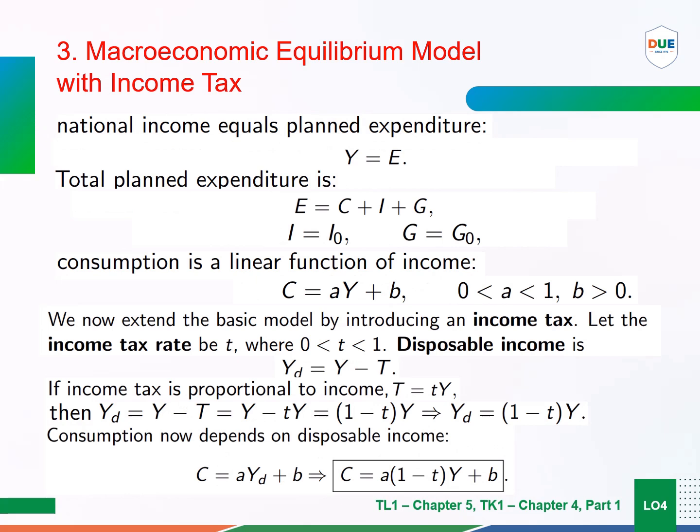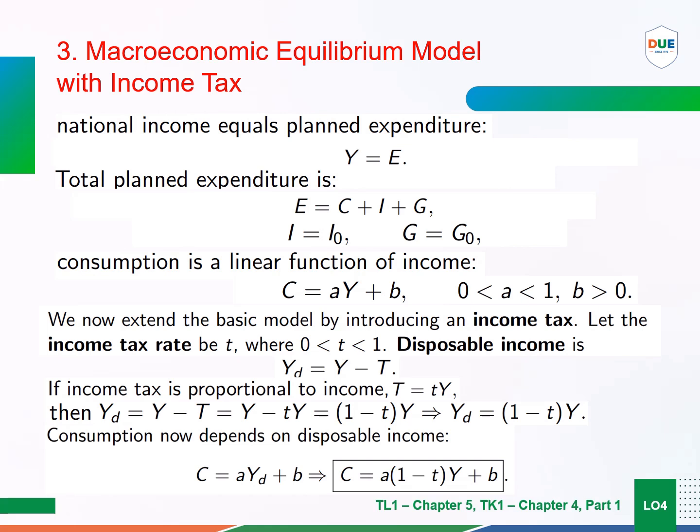We now extend the previous model by introducing an income tax. When income tax is present, households do not consume based on total national income Y. Instead, consumption depends on disposable income Y_D, which is the income remaining after tax T. If the tax T is proportional to income Y with tax rate t, then disposable income is equal to 1 minus t, multiplied by Y.